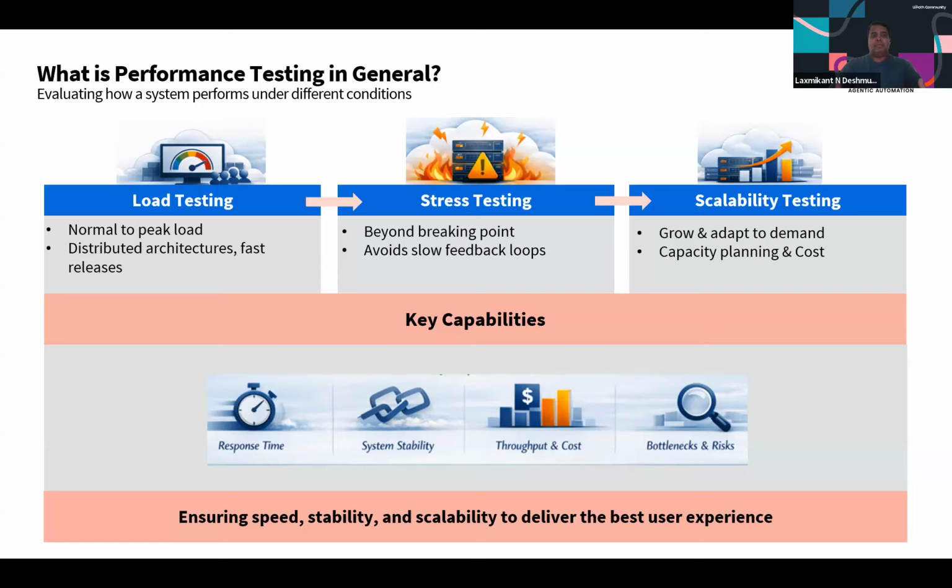So, what are the key capabilities that an application should have? It should have a good response time during load testing or performance testing. The system should be stable. The infrastructure should be stable. The throughput should be as per the expectation, as per the requirement, and there should not be any bottlenecks or risk to the end user.